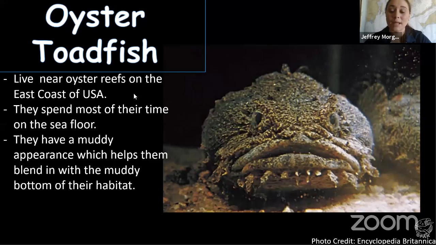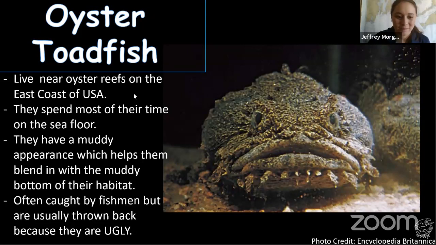They have a muddy appearance, which helps them blend in with the bottom of their muddy habitat. So if you look at this picture here, this fish looks like a big blob of mud. For me, it looks like a big blob of mud. That is its own way of camouflaging.